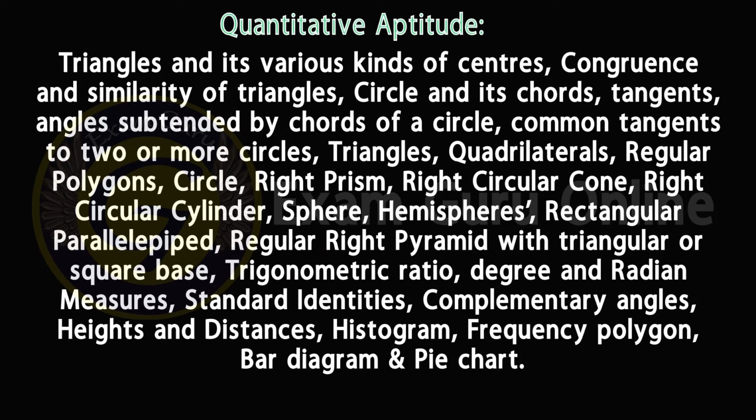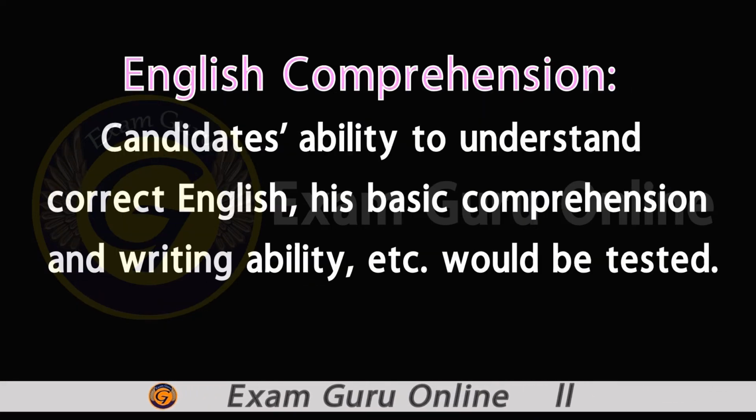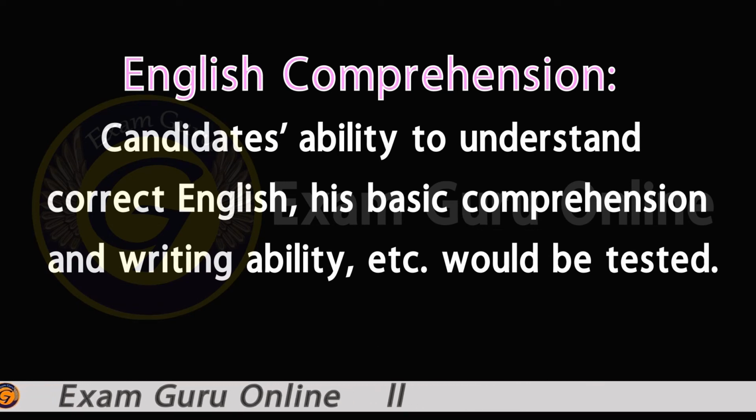parallelepiped, regular right pyramid with triangular or square base, trigonometric ratio, degree and radian measures, standard identities, complementary angles, heights and distances, histogram, frequency polygon, bar diagram and pie chart. And the last subject is English comprehension.